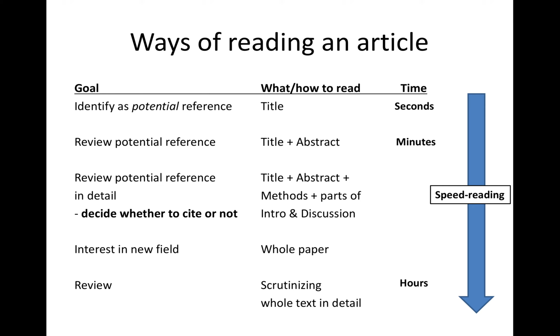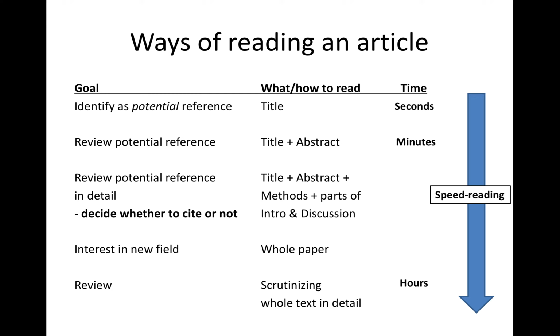If you think that it is something that is important to continue with, that you should review it as a potential reference in more detail, for example, is this a paper that I should cite in my essay? Then I would typically read the method section and parts of the introduction and the discussion. This is because these sections contain a lot of important information that helps you decide whether this is something you can cite or not cite. And focusing on these parts usually results in speed reading.